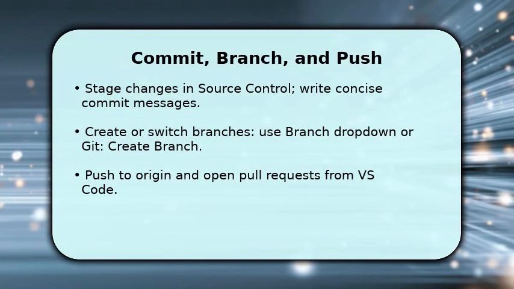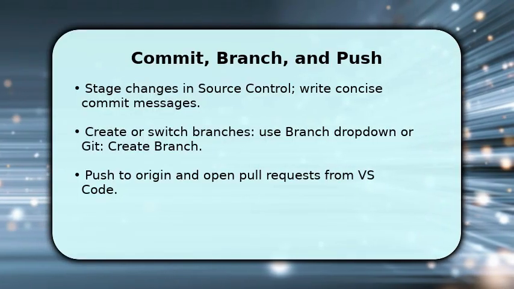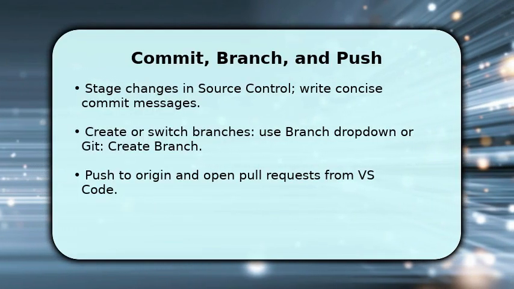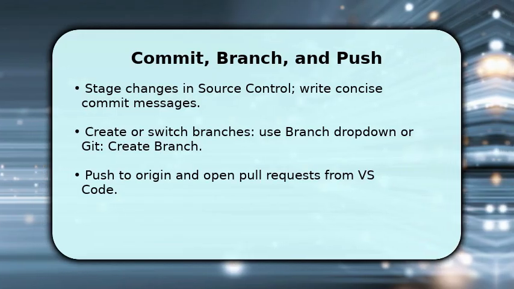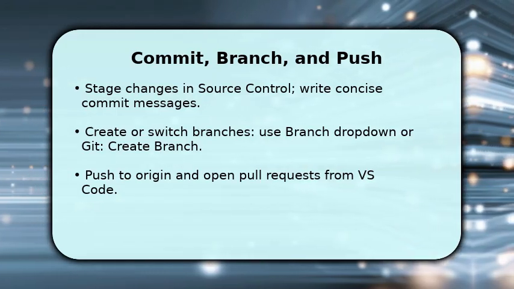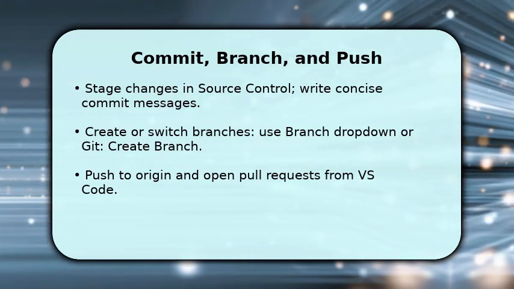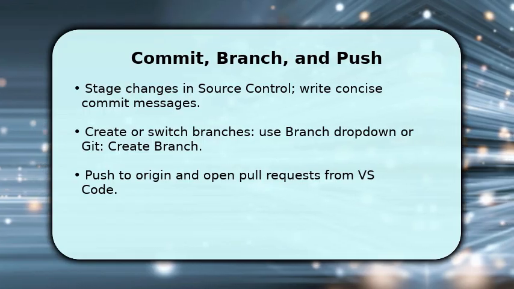You'll stage files in the source control panel and type a clear commit message. Short messages help reviewers. Next, create or switch branches for features using the branch dropdown or the command palette command Git: Create Branch. This isolates work and prevents conflicts.